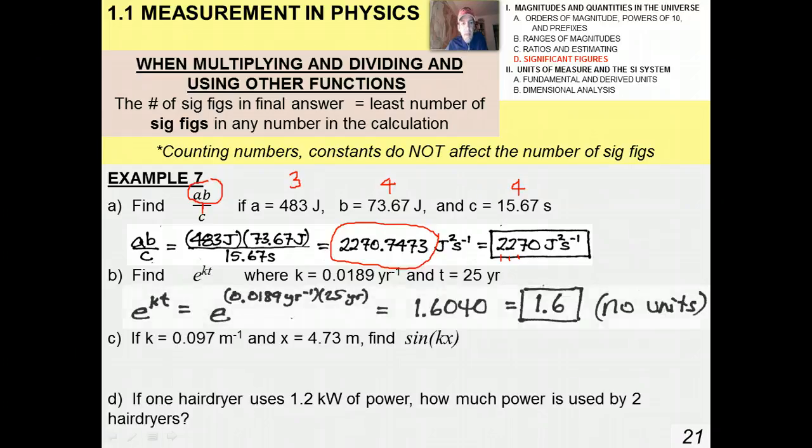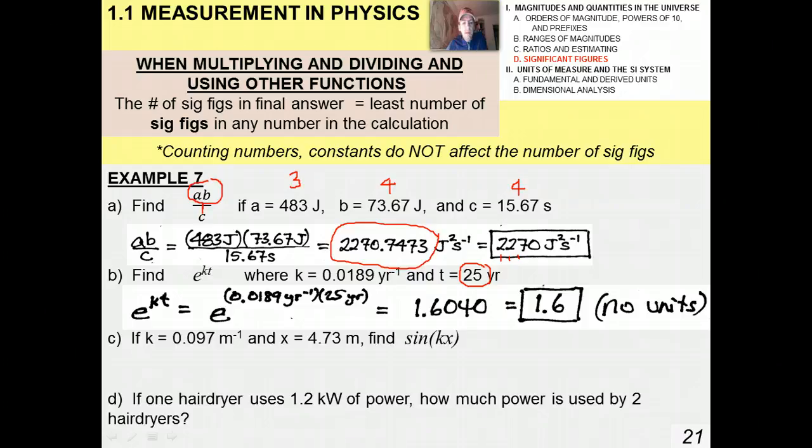For part B, we have an exponential here. Both the values K and T are experimental values. We are limited to 2 sig figs here because this value, 25 years, is a measured value. So that ends up being 1.6, and there are actually no units to this one.